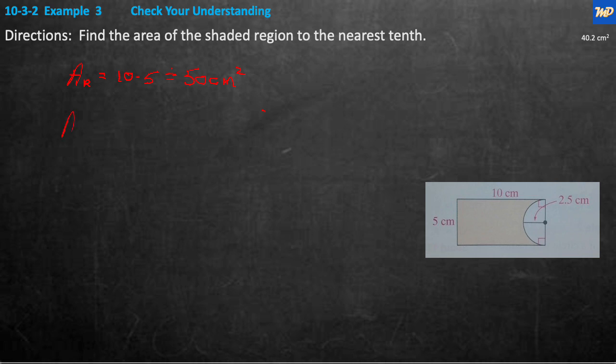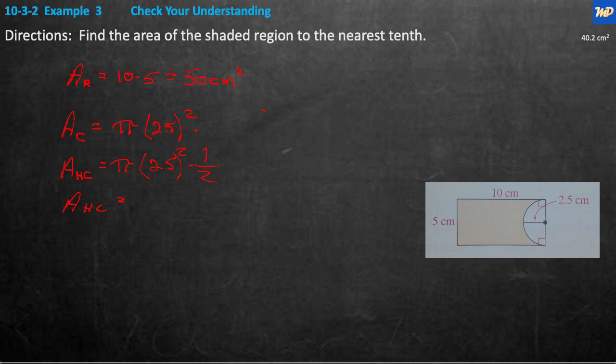The area of the circle is equal to pi times the radius squared, and we know the radius. It's 2.5. So it's pi times 2.5 squared, and we're only dealing with half of that. So the area of half the circle is equal to pi times 2.5 squared times 1/2.